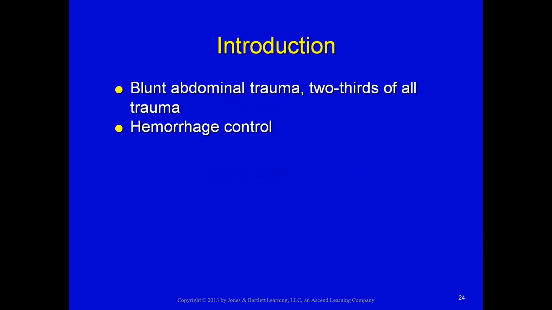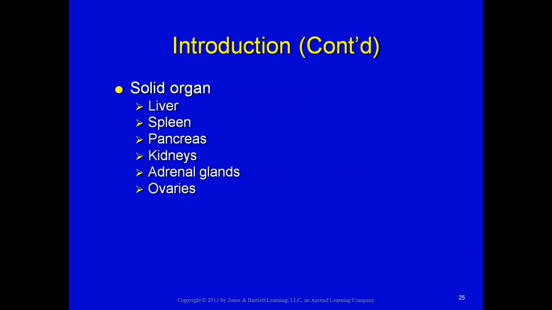Hemorrhage control inside the abdomen is extremely difficult, so recognizing it early is important, and then getting them quickly to a trauma care facility where they can have their hemorrhage control cared for.